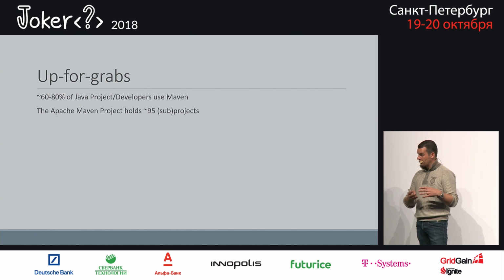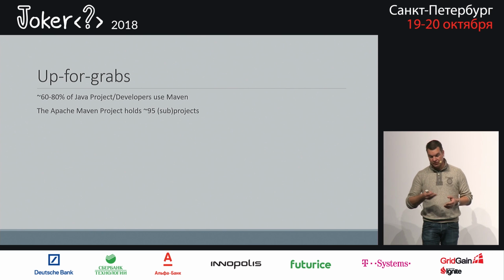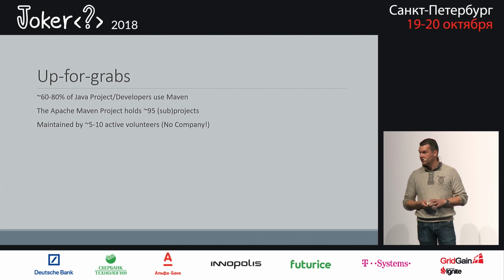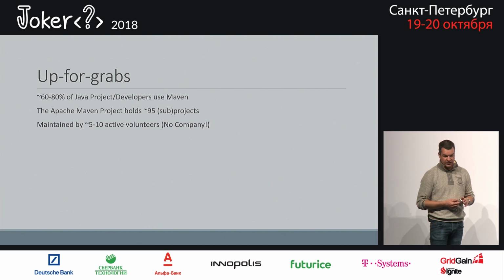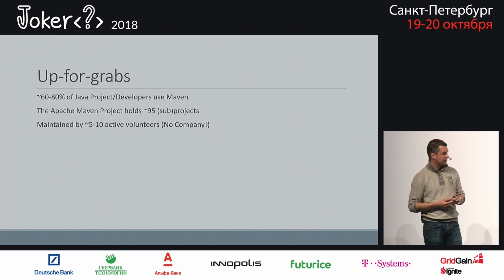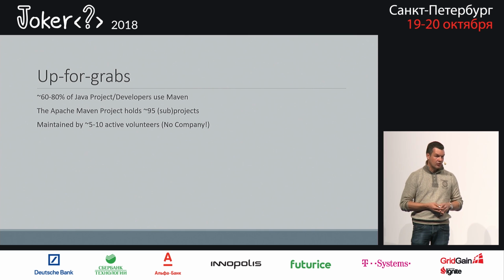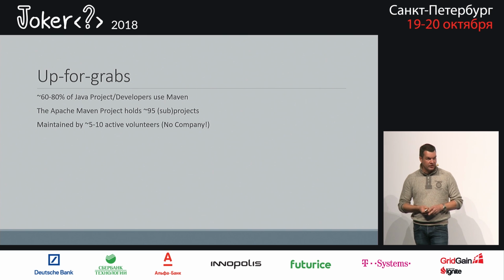If you take a look at the whole project, it's not just Maven itself. There are also, of course, plugins. Half of these, about 100 plugins, are the plugins, and there is much, much more. However, this project is maintained by only 5 to 10 active committers, and there's no company behind Maven. So this means that everybody of us is earning their money with their daily job, and in the evenings or in the weekends, we try to maintain Maven itself.